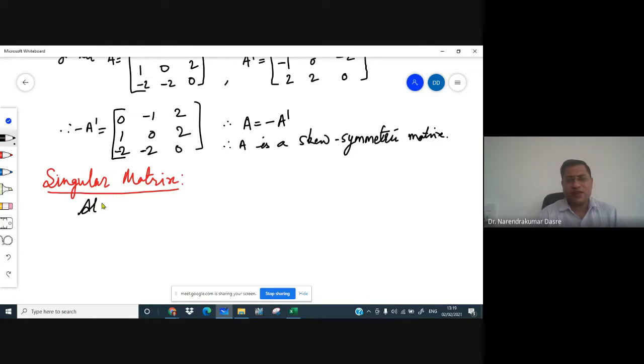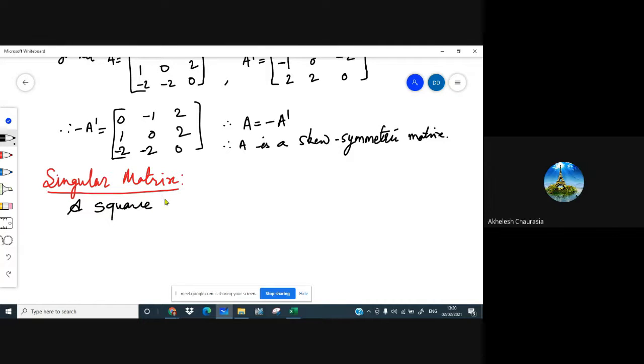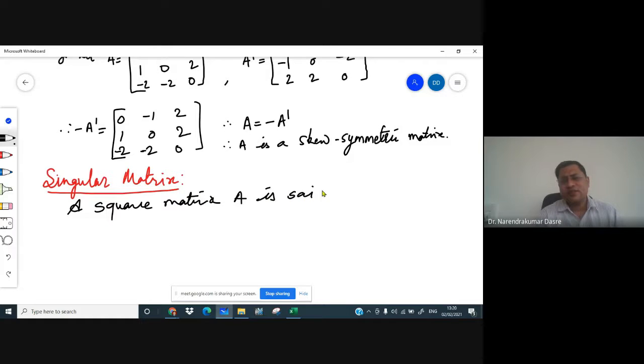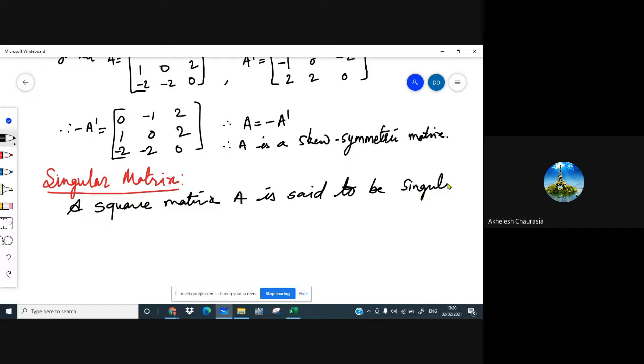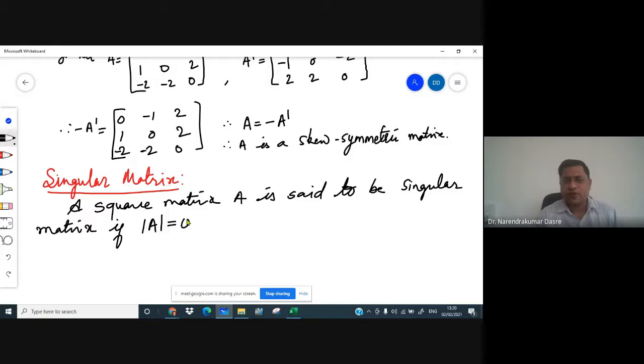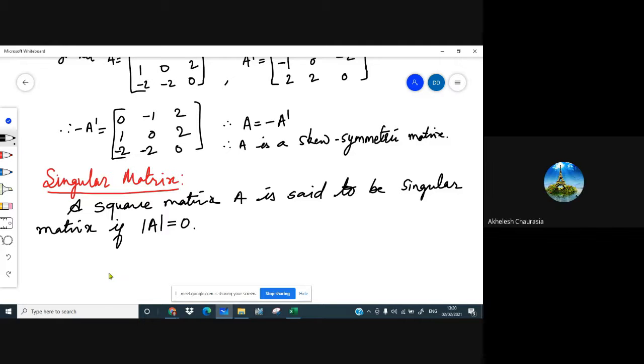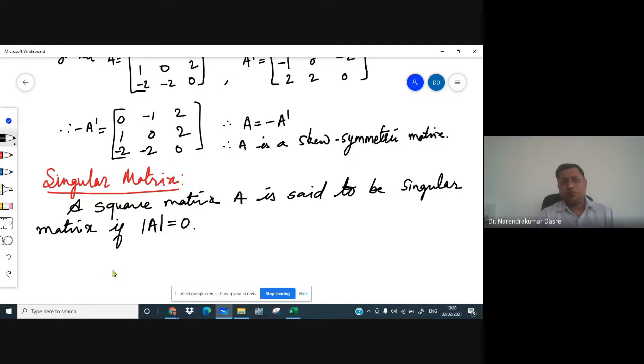That's why we should always start with a square matrix. A square matrix A is said to be a singular matrix if the determinant of A is equal to 0. So this is the requirement: a square matrix is said to be a singular matrix only if the determinant is equal to 0.